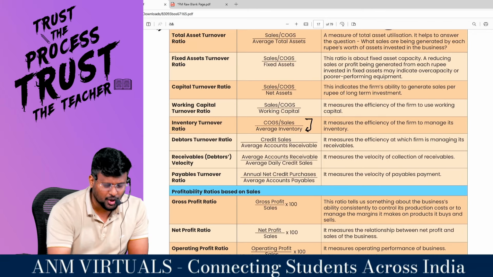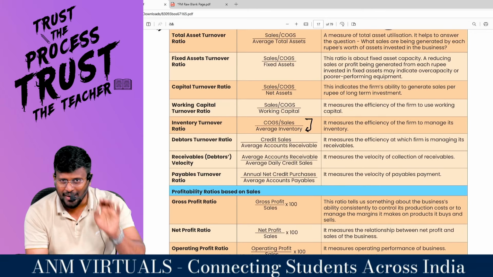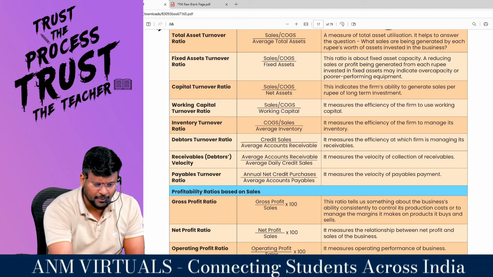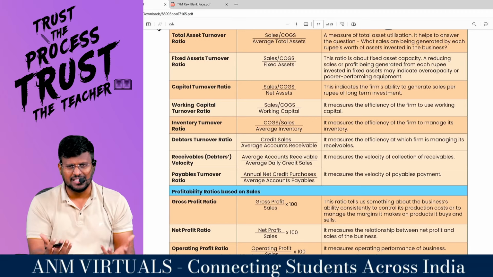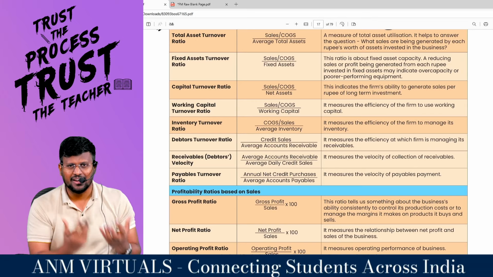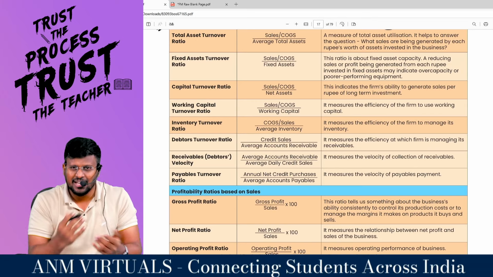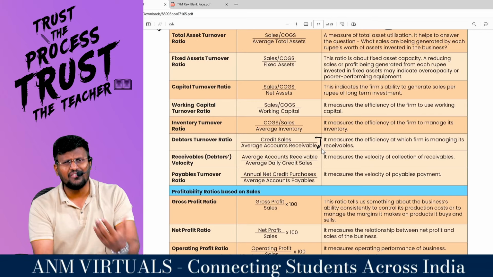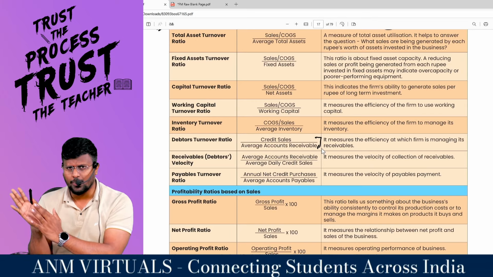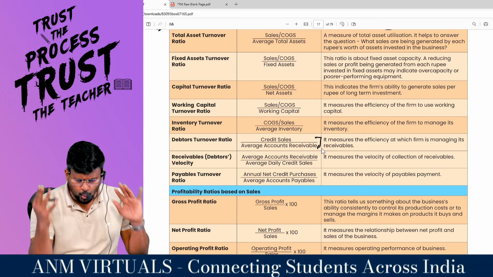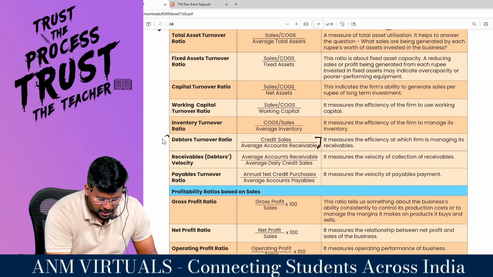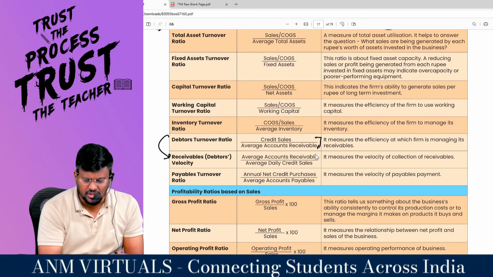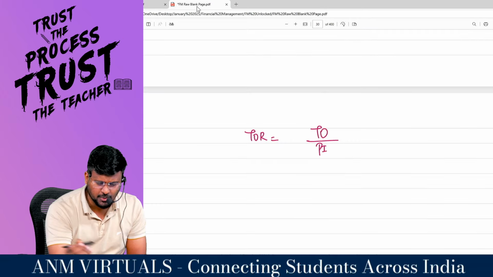The debtors turnover ratio, what should you take? Sales divided by debtor. But debtor is mostly connected only with credit sales, not cash sales, because cash sales will not bring you debtor. That's why don't say sales, change it to credit sales divided by average accounts receivable. What is average accounts receivable? Opening accounts receivable plus closing accounts receivable divided by 2. Getting it? Sir, this can be expressed as debtors velocity also, which is nothing but average accounts receivable divided by average credit sales per day.